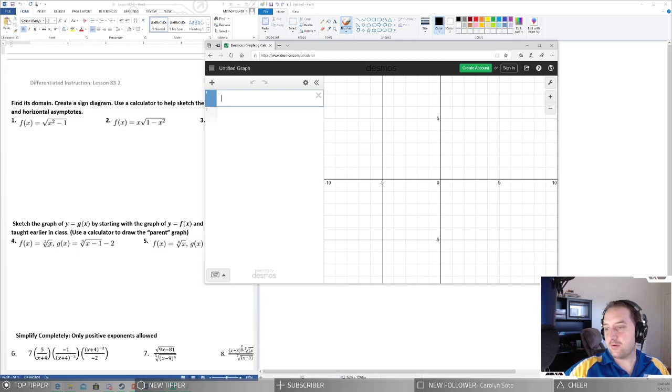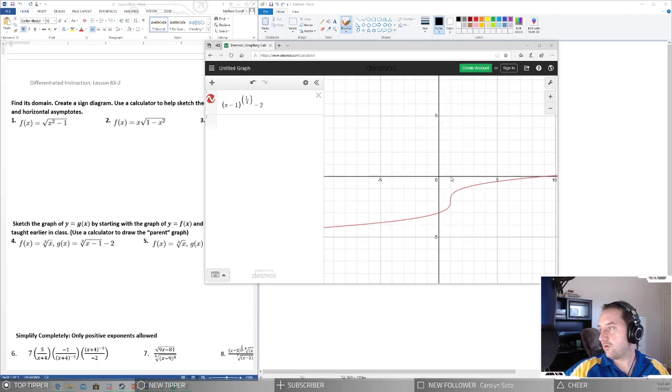So for example, my parent function, so I'm going to do that to the 1/3. Now this is always a horizontal shift and that is a vertical shift. So you're going to see it move over 1 and then it's going to move down 2. So that starting value, which is originally at 0, 0, moved over 1 and then moved down 2.